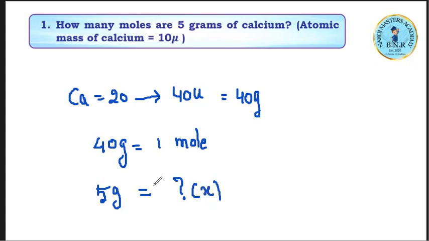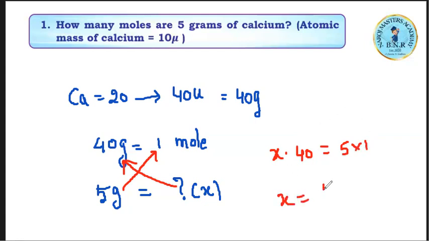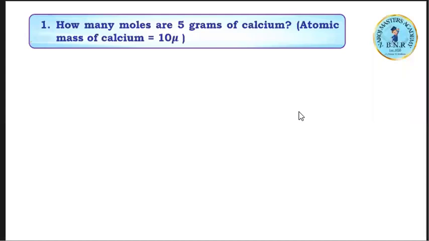and do cross multiplication. 5 into 1, X into 40. So X into 40 is equal to 5 into 1. Then X is equal to 5 by 40. 5 1 times, 5 8 times. So answer is 1 by 8. Okay, 1 by 8 times of this value you can consider now. 1 by 8 moles. Very easy, but little bit logically.